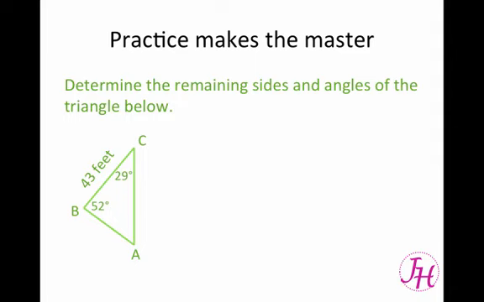So now you're going to practice on your own. Determine the remaining sides and angles of the triangle below. You have triangle ABC, where the measure of angle B is 52 degrees, the measure of angle C is 29 degrees, and side BC is 43 feet. So you need to find side AC, side AB, and the measure of angle A.